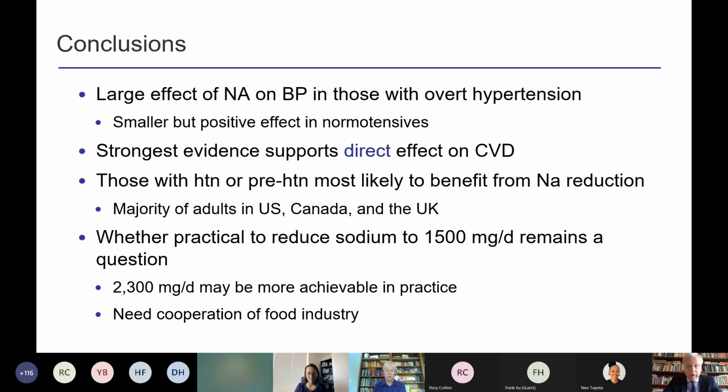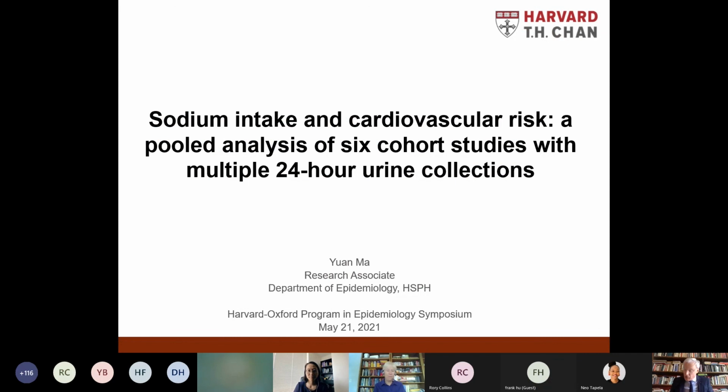Dr. Cook, thank you very much for this comprehensive and very clear overview of the evidence. And you have been involved in many of the studies yourself, indeed. Now we go immediately to our next speaker and final speaker before we have a little discussion, Dr. Yuan Ma. Yuan Ma is a research associate in the Department of Epidemiology of the Harvard Chan School. And Dr. Ma will speak about sodium intake and cardiovascular risk, a pooled analysis of 6 cohort studies with multiple 24-hour urine collections. Dr. Ma.